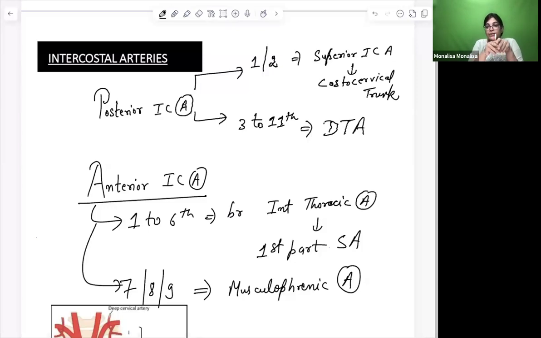If I talk about posterior intercostal arteries, first and second are the branch of superior intercostal artery, which is the branch of costocervical trunk. If I'm talking about anterior intercostal arteries, we have got these arteries only in the upper 9 spaces, in which first, second, third, fourth, fifth, sixth are the branches of internal thoracic artery, that is first part of subclavian artery. If I'm talking about 7th, 8th and 9th, they are branches of musculophrenic artery.